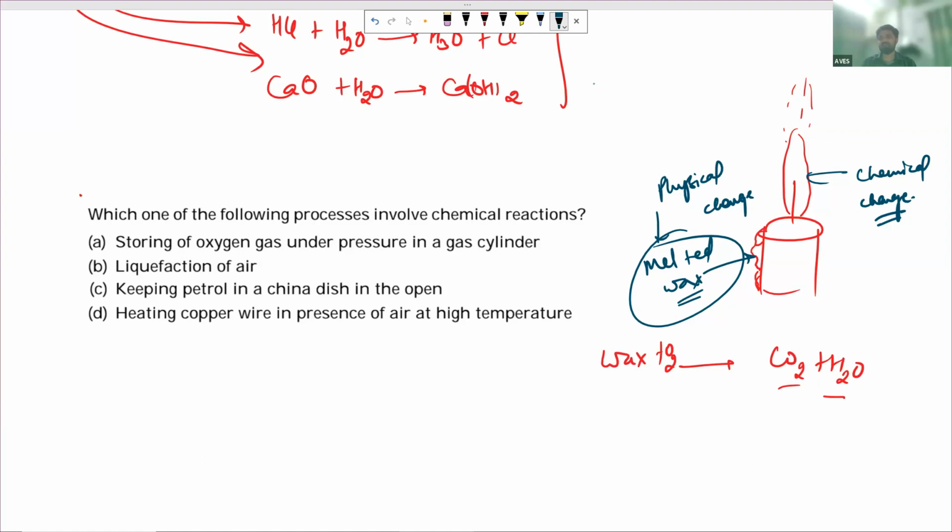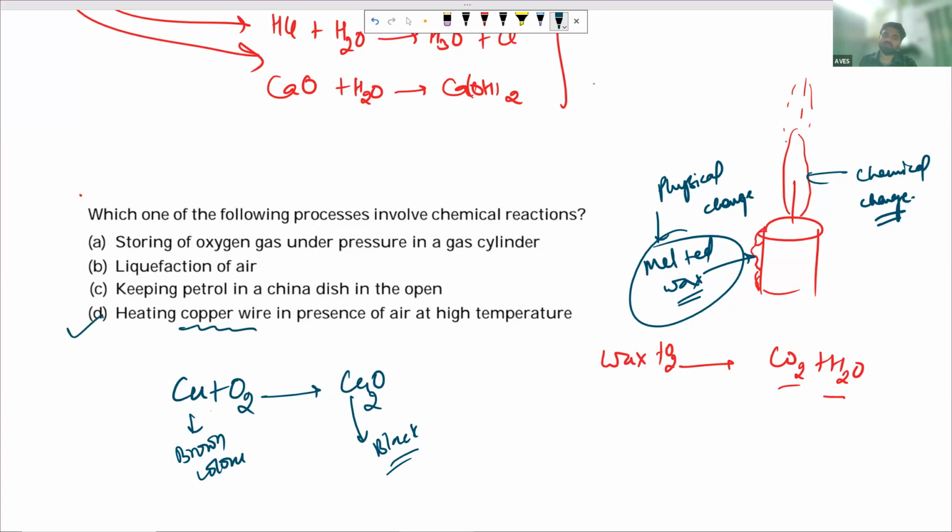Rust forms on it. Yes, because when copper is heated strongly in the presence of air, it combines with oxygen and forms copper oxide, CuO. It is black in color and has different properties than copper. So heating of copper wire in the presence of air at high temperature is a chemical change. And when you keep petrol in a China dish, it evaporates, and that is a physical change.